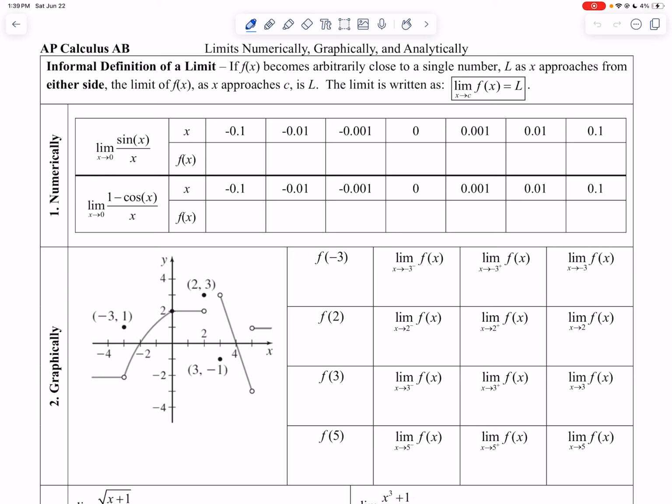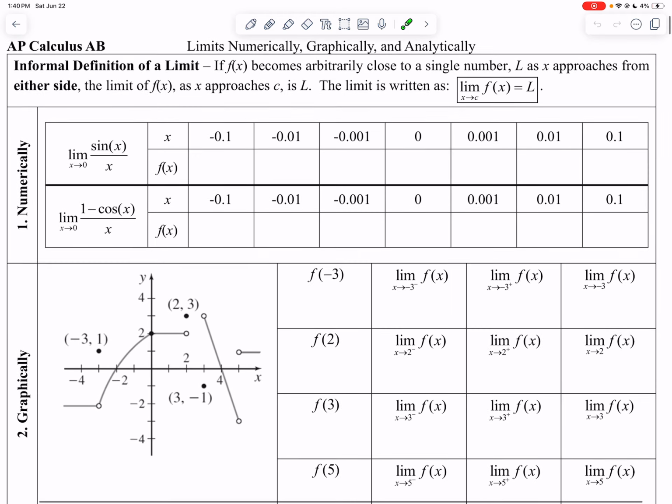Essentially, once f of x becomes arbitrarily close to a single number, which we're going to call L, as x approaches c from either side, the limit of f of x as x approaches c is L. And here's our little lovely notation that we're going to be using: the limit as x approaches c of f of x is L.